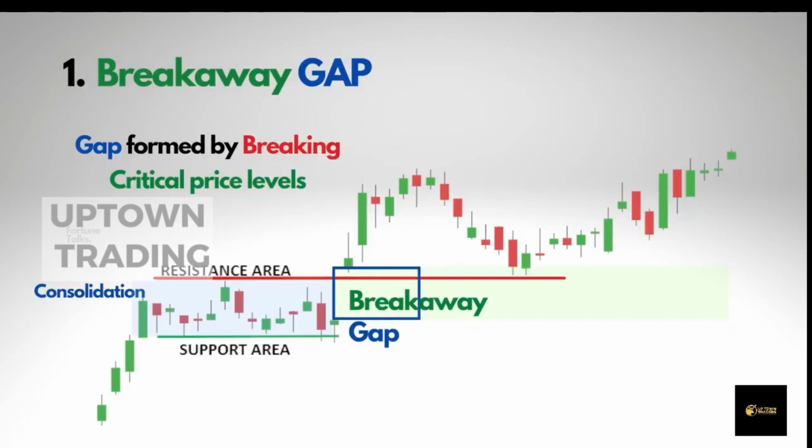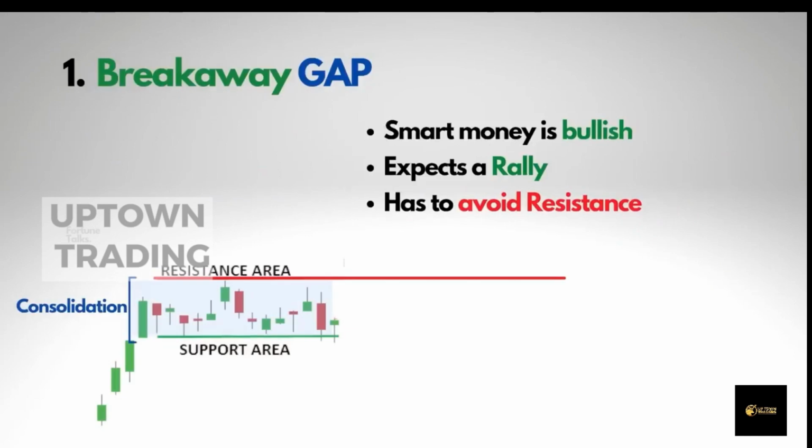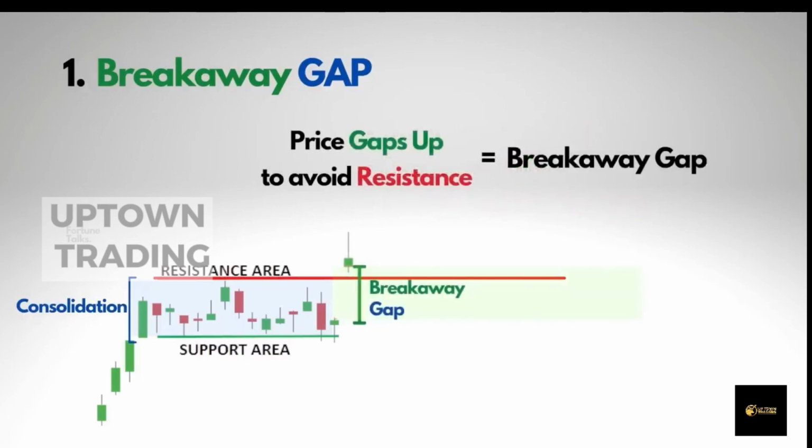So the main logic behind the breakaway gap is that the smart money knows exactly where the support and resistance areas are. Let us say, for example, the smart money is bullish and higher prices are anticipated. The smart money will certainly want a rally. But the problem is how to avoid the old resistance, which could trigger some selling pressure. So what they will do is gap up through the old area of supply as quickly as possible as a way of avoiding the resistance.